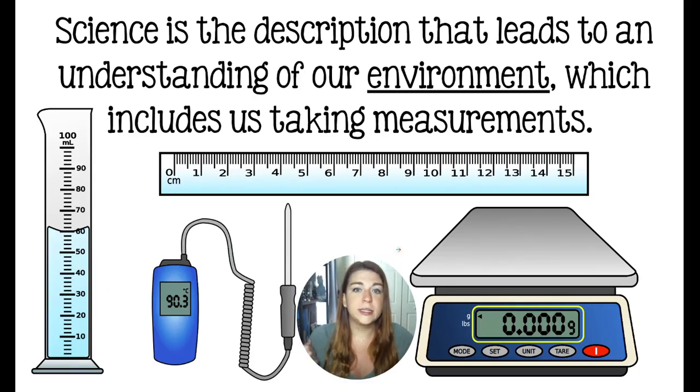All right, to start things off, science is the description that leads to an understanding of our environment or the world around us, which includes measurements. We need to take measurements. We need measurements because it helps us to communicate with other scientists the things that we're seeing that maybe they aren't seeing because they're not near us, with us. They might even be across the entire planet. So it's important that we take measurements to kind of ensure that everybody is understanding what's going on.